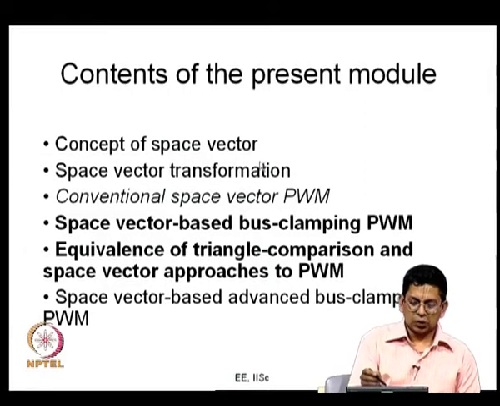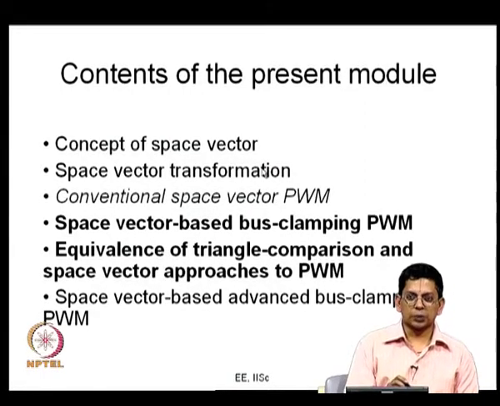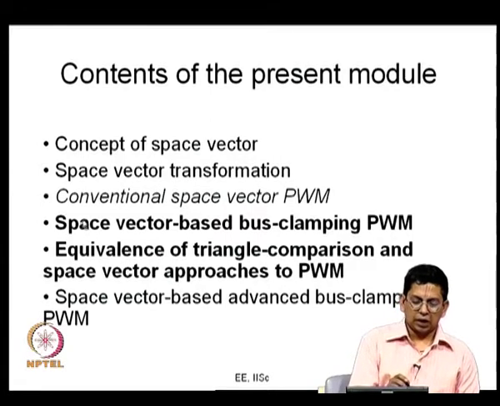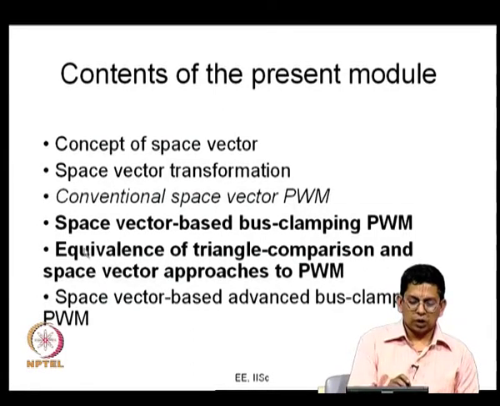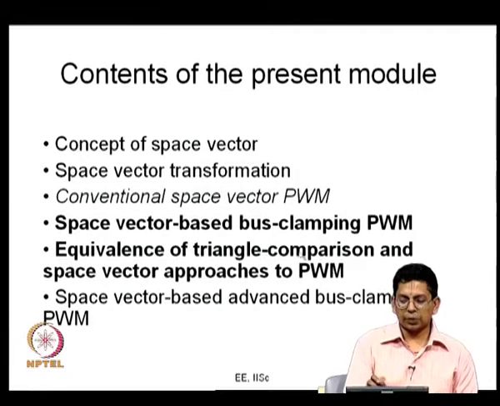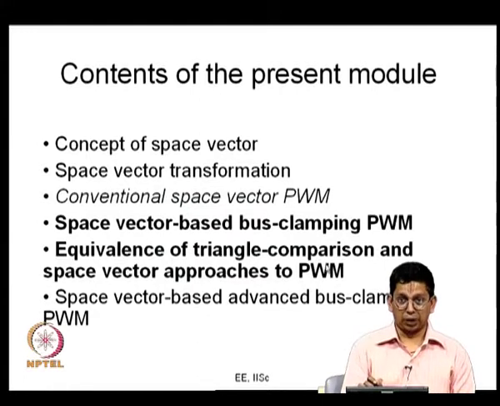So, we just looked at the concept of space vector and space vector transformation, and in the last lecture we also looked at conventional space vector PWM, which we would review in this lecture. This lecture would emphasize space vector based bus clamping pulse width modulation. This bus clamping or discontinuous pulse width modulation is something we discussed in the earlier module on triangle comparison based PWM.